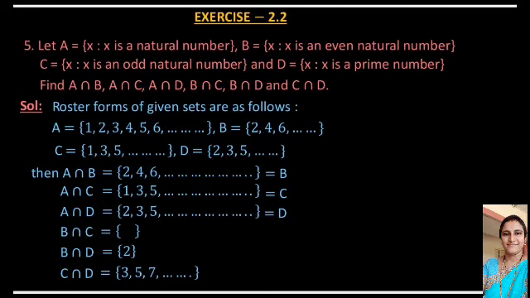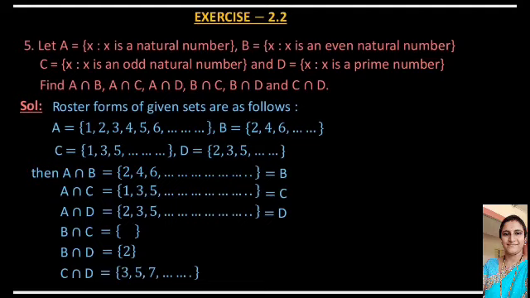Next one. If you take A intersection C, you take A and C sets. If you observe, what are the common elements in A and C sets? They are only odd natural numbers, that is set of 1, 3, 5, and so on. So if you do A intersection C, we will get the C set. Next, same as A intersection D. If you take A and D sets, what are the common elements? Set of 2, 3, 5, and so on. So this set is equal to the D set.